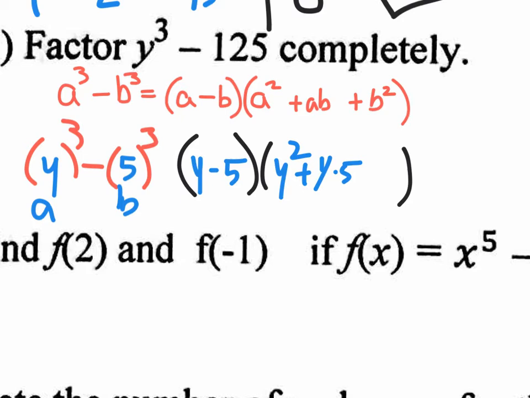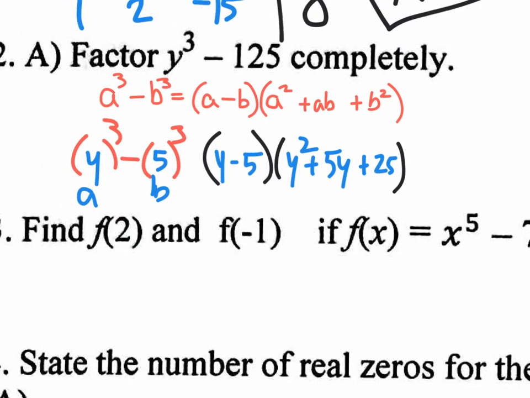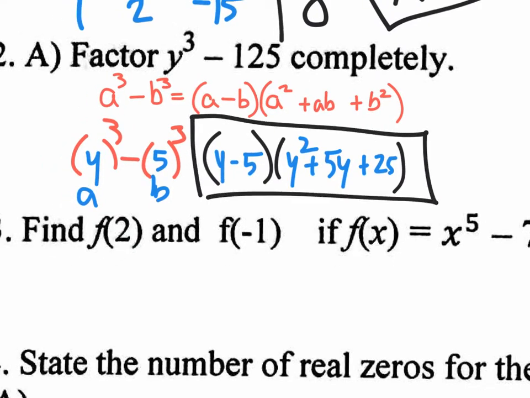But you know what? I could do that in my head. Instead of writing y times 5, I might as well write what? What's y times 5? 5y. So let me erase it and put a 5y right there. Okay? And the last one, b squared. What's b squared? It's 5 squared, which is 25. So I hope you guys understand how to do that, because that is factored form. That's your answer right there. It says factor it, and we factored it using the formula.